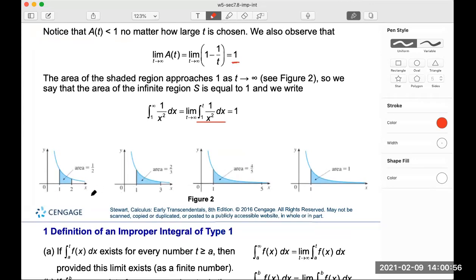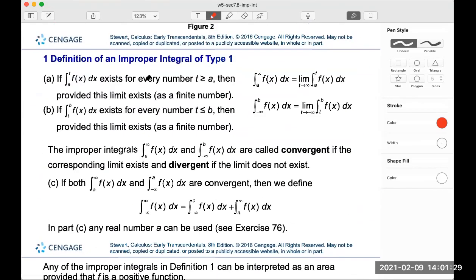Here are some specific cases. When t is equal to 2, the area will be 1/2. When t is equal to 3, the area will be 2/3. When t is equal to 5, the area is 4/5. And when t approaches infinity, the area approaches 1. This is what we call the type 1 integral, the improper integral of type 1.